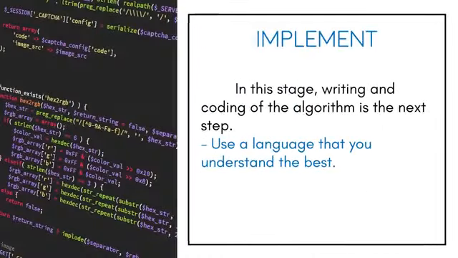Third stage is implement. Writing and coding the algorithm is the next step in the process. If you are the one writing the algorithm, then you need to write it in the coding language you understand the best. In order for you to know how to write the algorithm efficiently, you have to know exactly what each line of the code is going to accomplish when the program is executed. Write that code to execute quickly but can also handle the input data that it will receive.